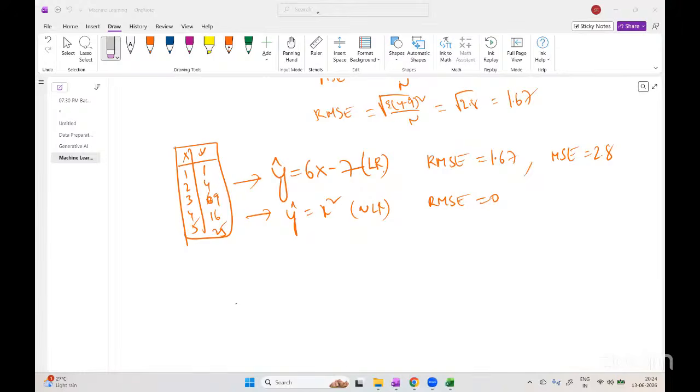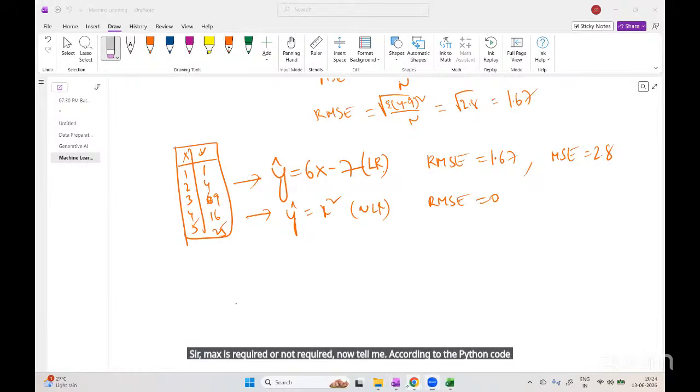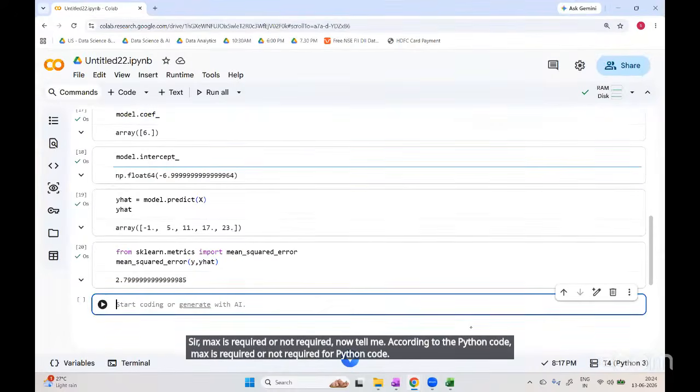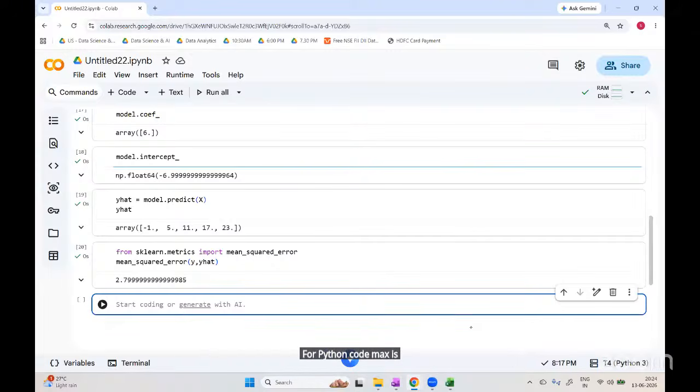Everyone is clear? This is the math behind the ML. Sir, is math required or not required? Now tell me, according to the Python code, is math required for Python code? Not required. Simply, it will calculate everything. But what will it calculate only? Math.